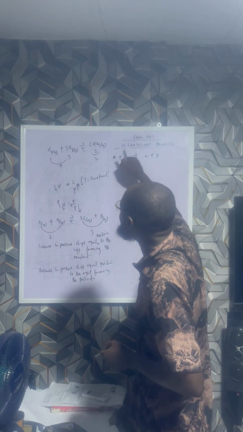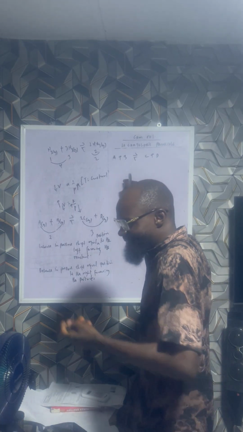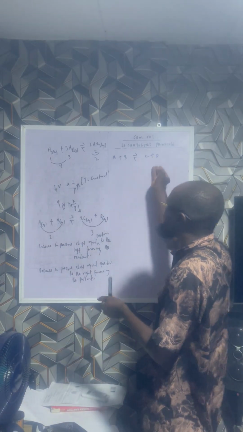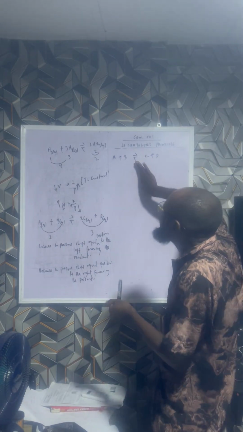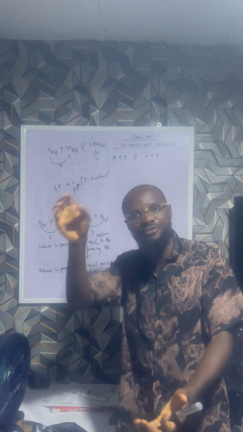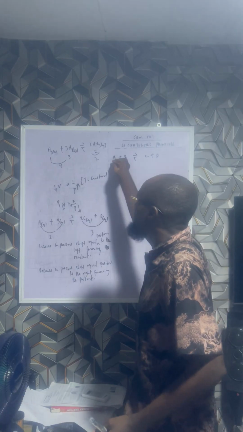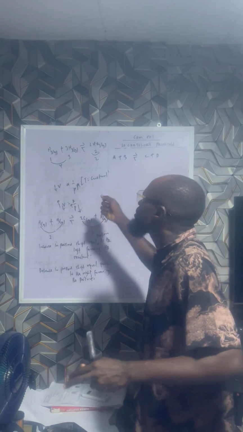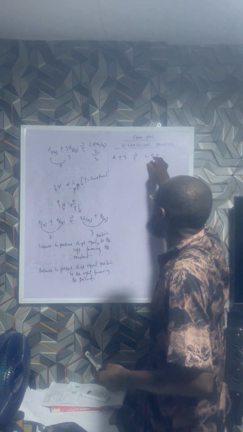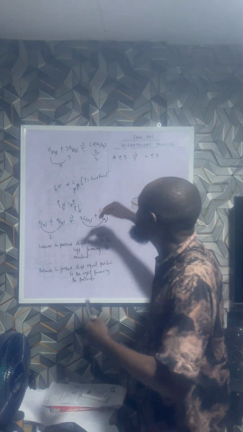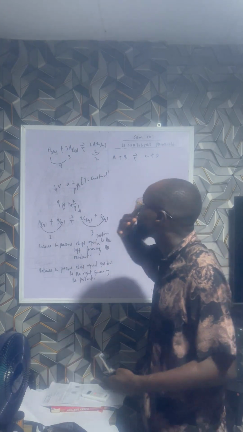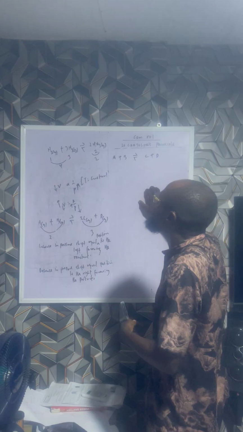If I decrease the concentration of any of the reactants, equilibrium will fall back to that reactant side. If I decrease the concentration of the product, equilibrium will still shift to that product side. Where I'm decreasing the concentration, that is where equilibrium will shift to. If I remove any one of A or B, equilibrium will still shift to that side where I'm removing something. If I remove any one of C or D, equilibrium will shift back to that side.